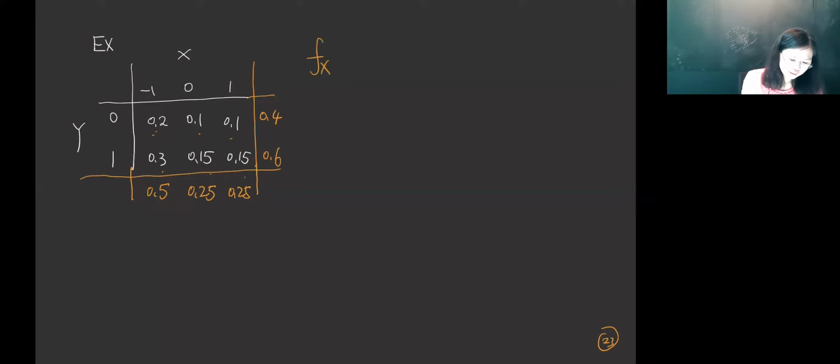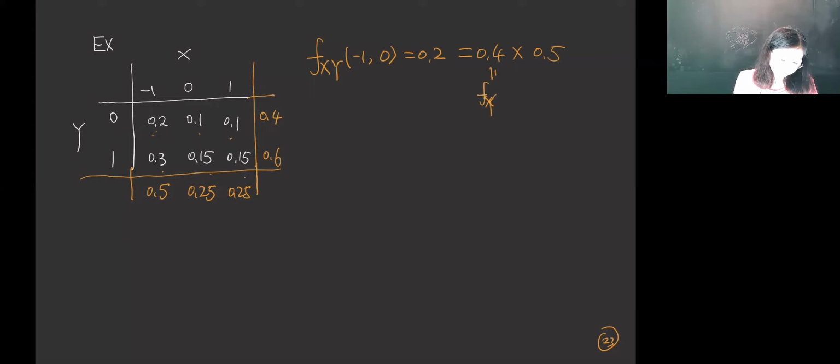So f_XY(-1, 0) is 0.2, and that equals 0.4 times 0.5, because 0.4 times 0.5 equals 0.2. Here 0.4 is the PMF of y at 0, and 0.5 is the PMF of x at -1. Similarly, you can verify this for all the 6 cells.